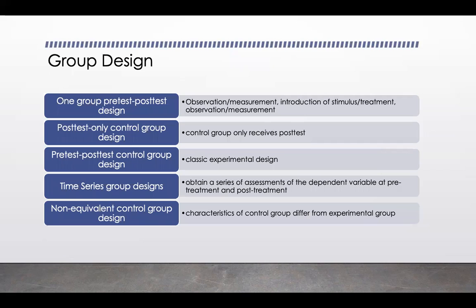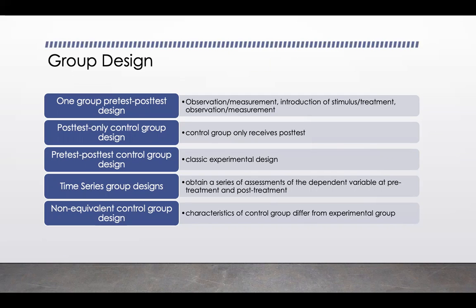There are several types of group designs. The first is one group pre-test, post-test design. In this design, there's the observation measurement, introduction of the stimulus or the treatment, and then observation and measurement. With a post-test only control group design, the control group only receives the post-test. In a pre-test, post-test control group design, it is a classical experimental design.